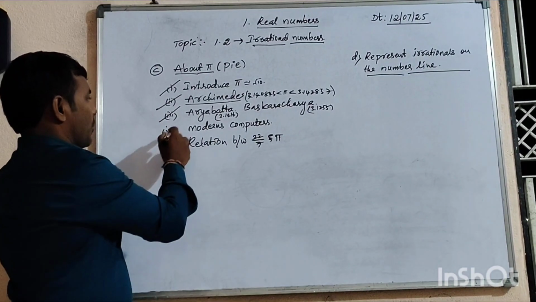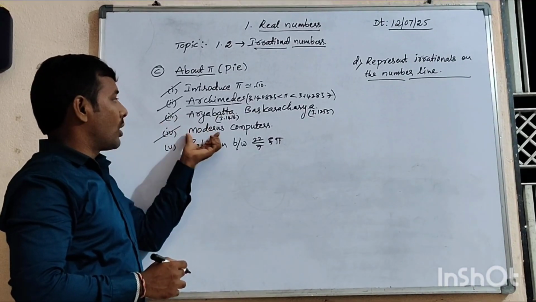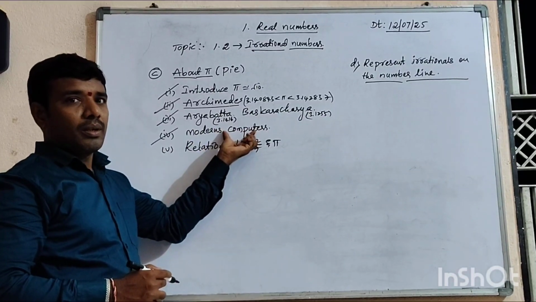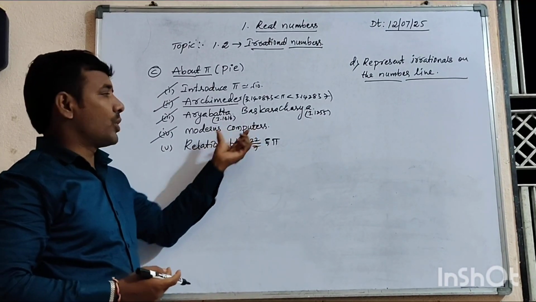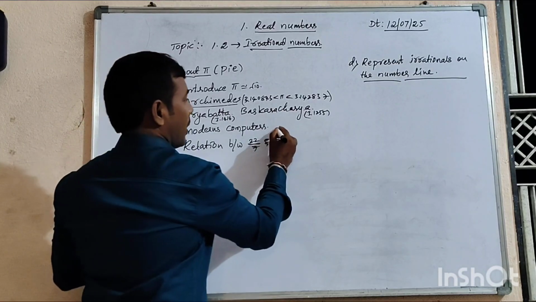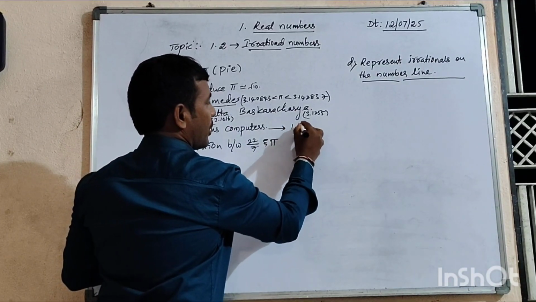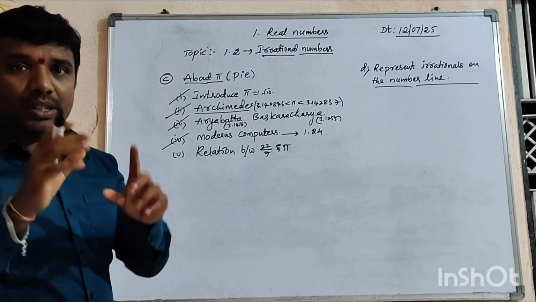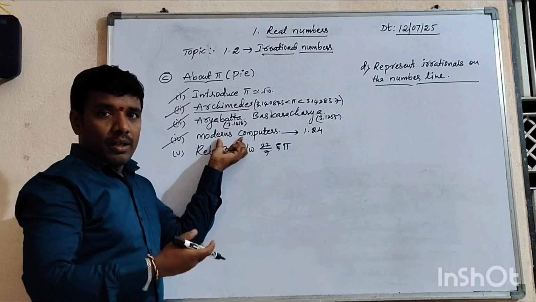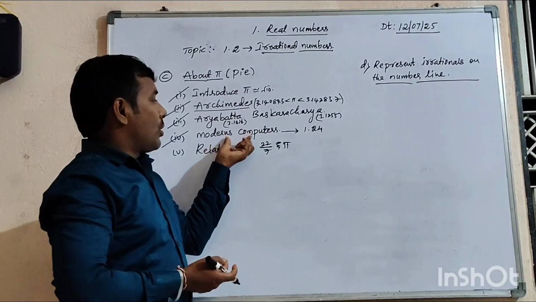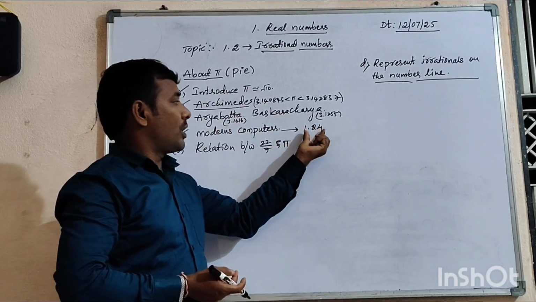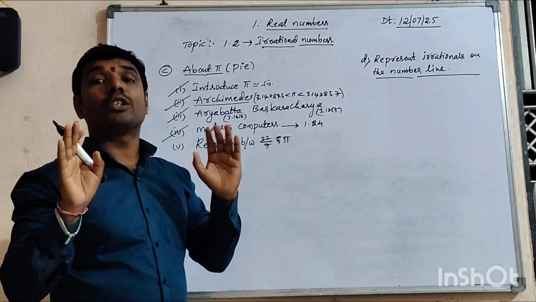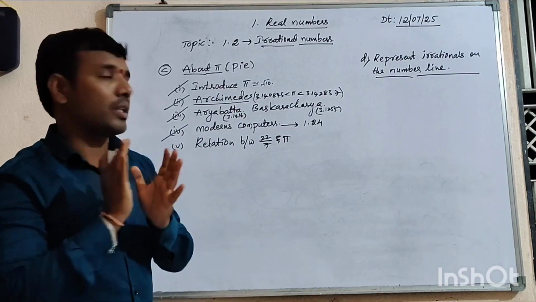Next, fourth point, observe carefully. By using modern computers, nothing but speed computers, the pi value is calculated up to 1.24 trillion decimal places. It is not a simple task. Once again, by using modern computers, the pi value is calculated up to 1.24 trillion decimal places. Don't forget that.